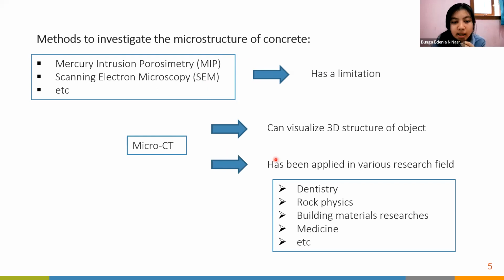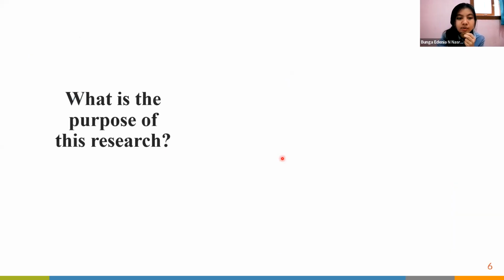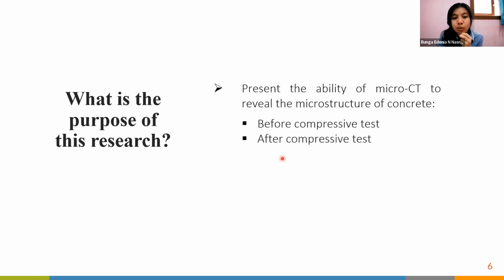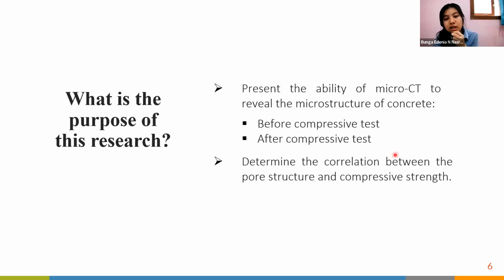And because it has been applied in various research topics, for example, in dentistry, rock physics, building materials, medicine, and many more. And so using the microcomputer tomography device, the accurate microstructure of our sample can be obtained. So what is the purpose of this research? The first one, I will present the ability of microcomputer tomography to reveal the microstructure of concrete, especially before and after compressive strength test. And then I will determine what is the correlation between the pore structure and compressive strength.